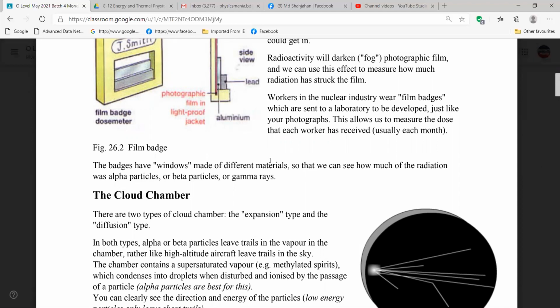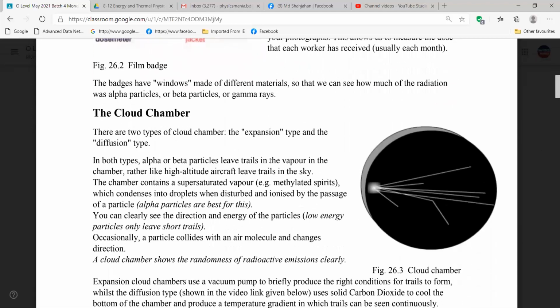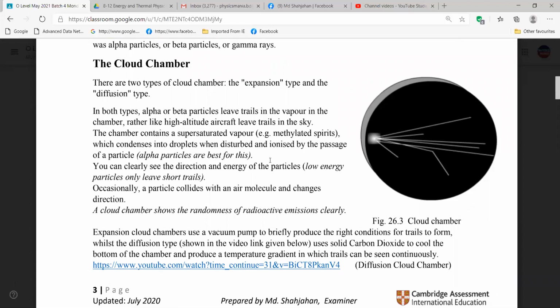Done, sir. Then the cloud chamber you read. Yes, sir. There are two types of cloud chamber: the expansion type and the diffusion type. In both types, alpha or beta particles leave trails in the vapor in the chamber, rather like high-altitude aircraft leaving trails in the sky. The chamber contains a supersaturated vapor.